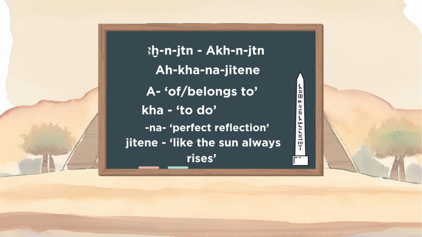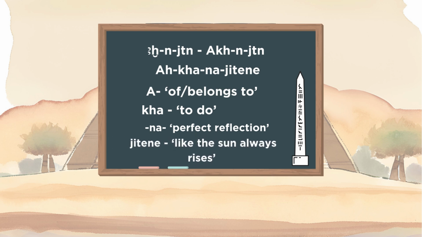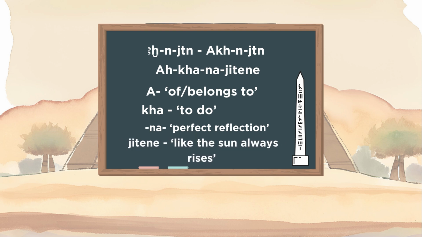like the sun rising is always expected to happen. So jitene is an expression used to mean something that is definitely happening with absolute certainty. Aga Najitene means the perfect reflection of absolute certainty.